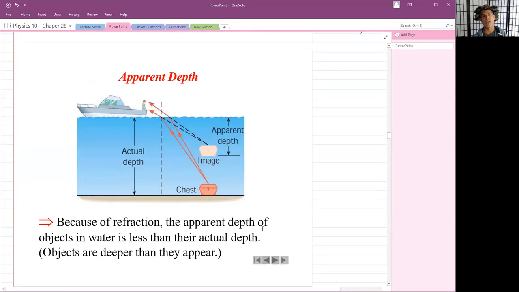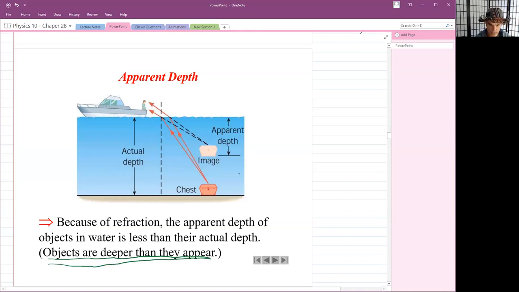Because of refraction, remember, your brain always assumes light traveled in a straight line. But whenever light goes from one transparent material to another, it bends. Well, your brain doesn't know it bends. Your brain assumes it traveled in a straight line. So because of that, objects in water are always, always, always deeper than they appear.